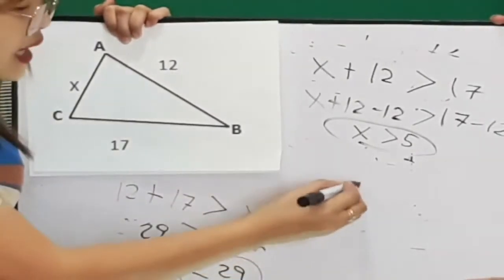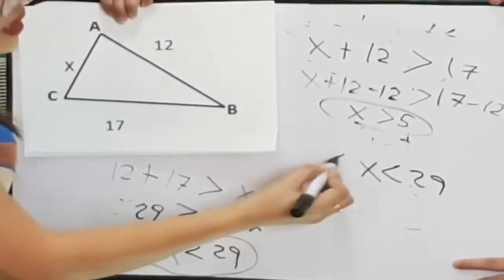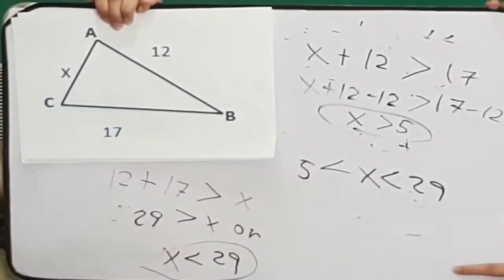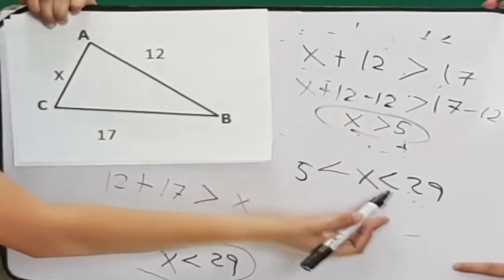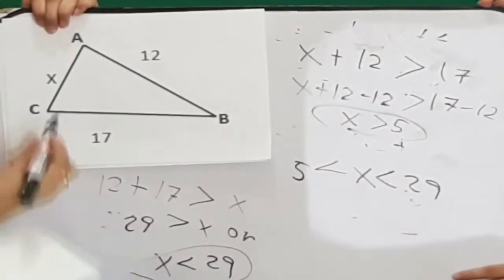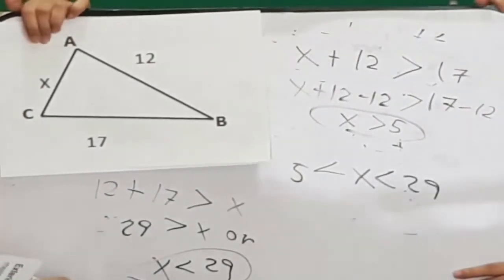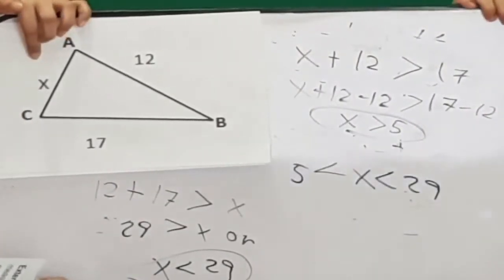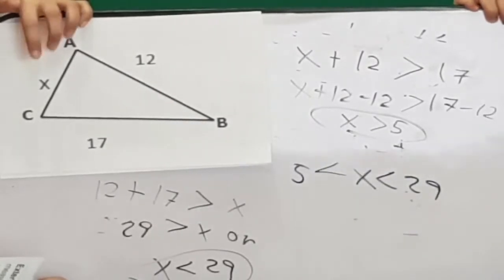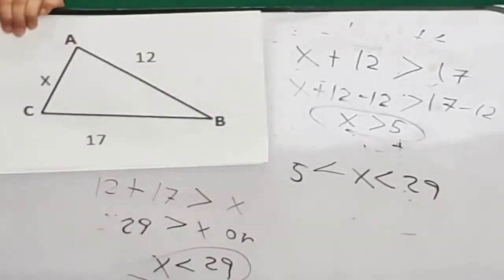So, writing that, we have x must be less than 29, but x here is greater than 5. So x should be less than 29 because if x is 29 or greater, then it will not satisfy the triangle inequality theorem. If we add 12 and 17, it is not greater than 29 anymore.